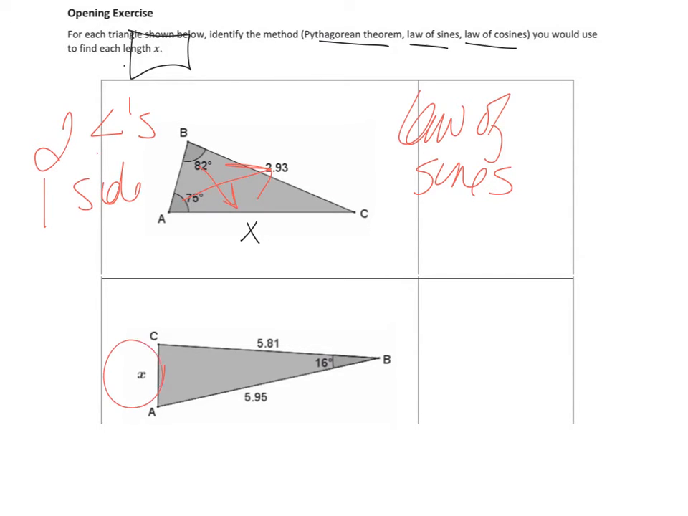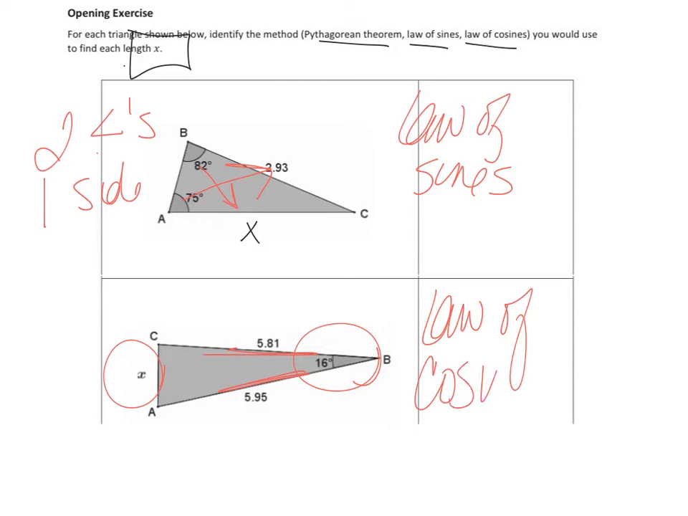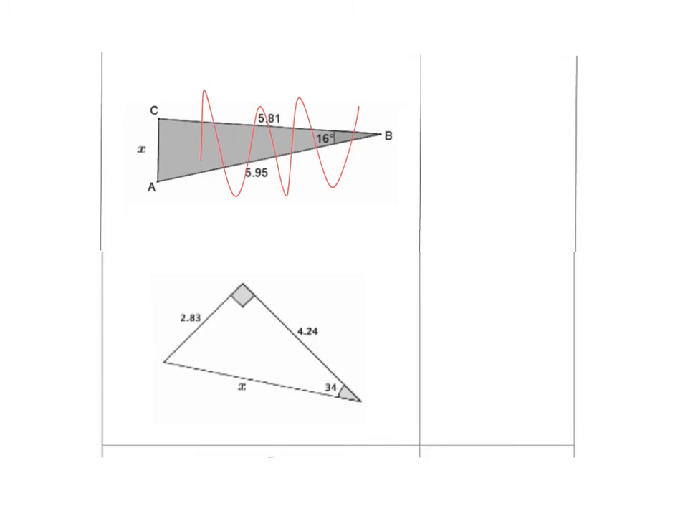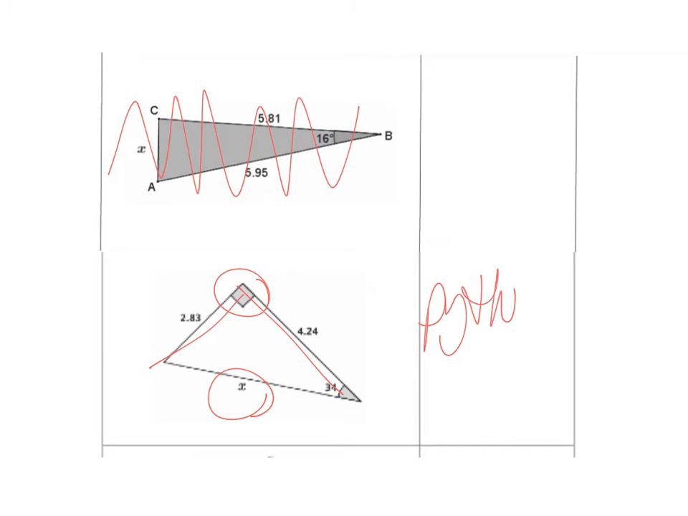Here, I'm trying to find this x, and I'm given a side, an included angle, and another side. That would be the law of cosines. I accidentally put that one on there again. So here I'm trying to find x. Well, I'm given two sides. It's a right triangle, so the Pythagorean theorem will work.